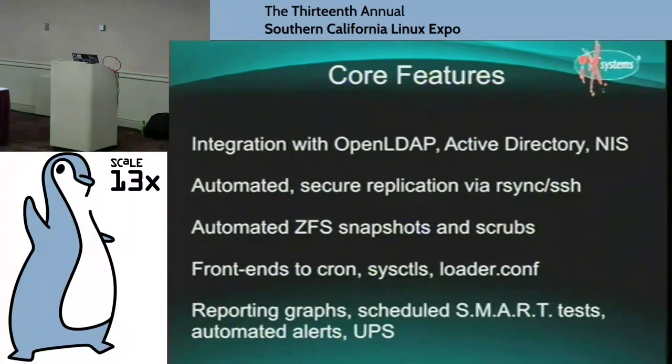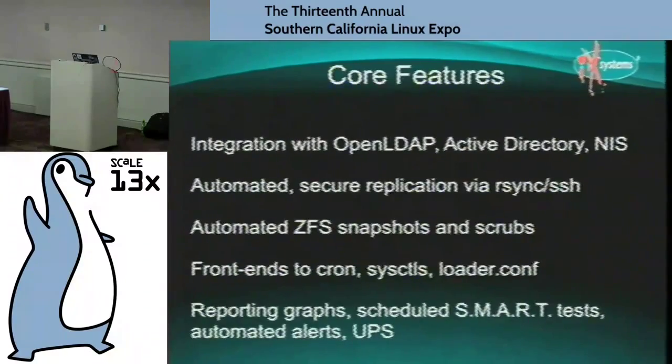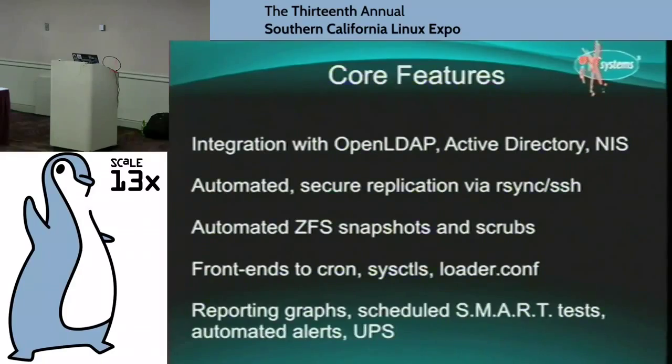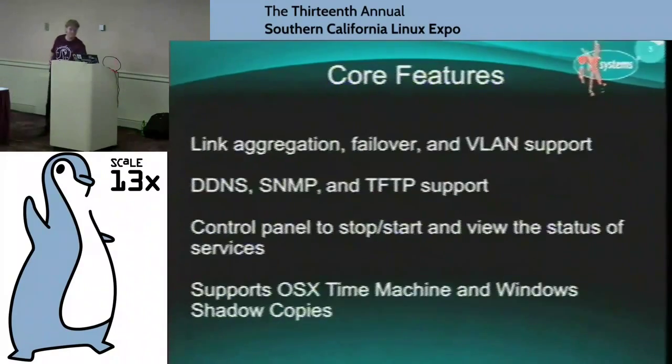Those of you familiar with FreeBSD, we have things known as sysctls, which you can use to tune a system while it's live. You can directly interact with the kernel. We have things known as loaders, where you can load various kernel modules or drivers at boot up. And we've all heard of cron, and we know how fun it is to set up a cron job. So we have in our graphical user interface ways to easily set those up. We also have reporting graphs that will let you know your disk usage, your CPU usage, your network stats. If your drives are SMART capable, you can schedule your SMART tests. And we also have an automated alert system, and we support UPSs.